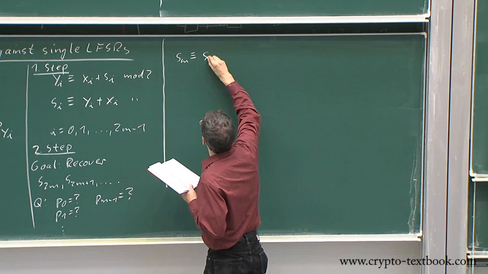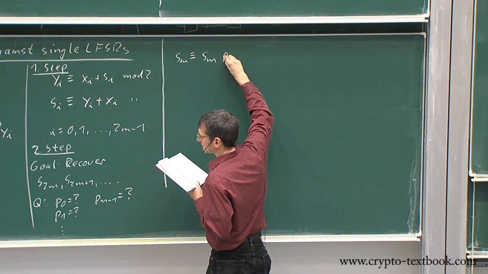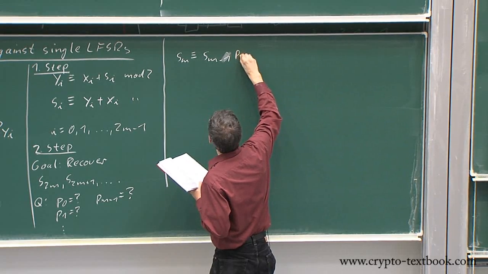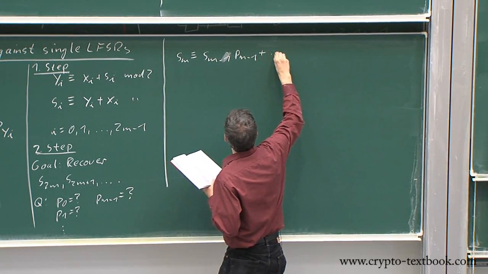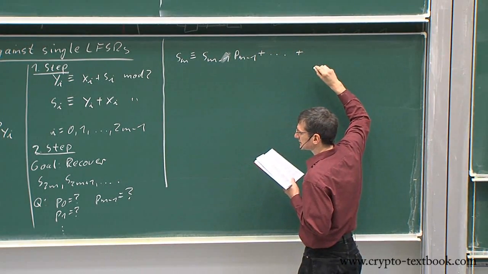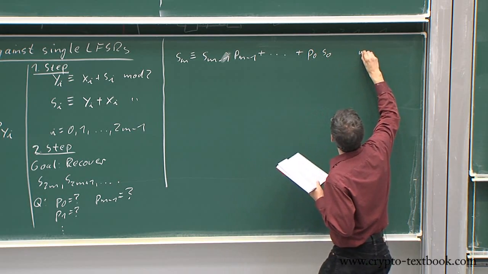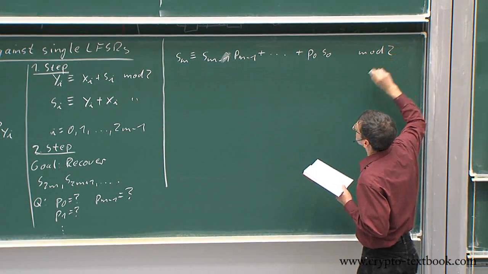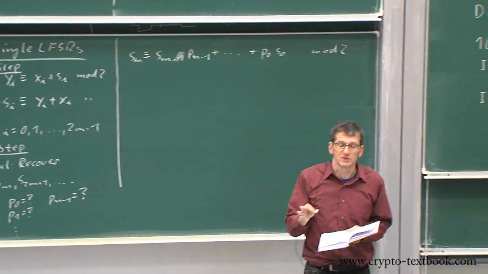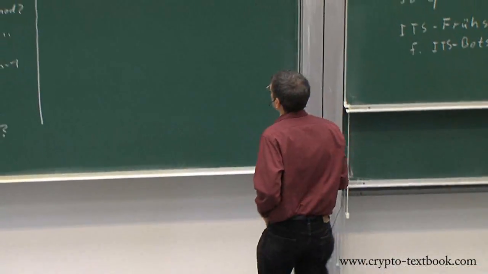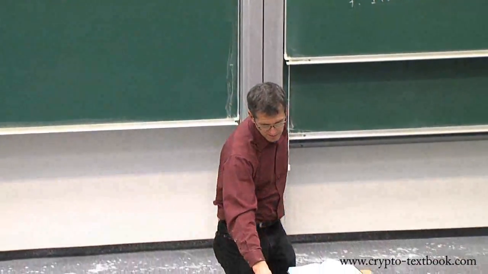This was Sm times, no, Sm minus 1, sorry, times Pm minus 1 plus blah, blah, blah, plus P0, S0, mod 2. Okay, so now we have one equation, and the good thing about it, what are the unknowns here?